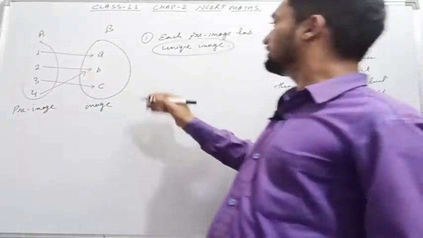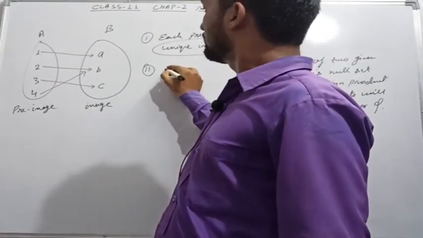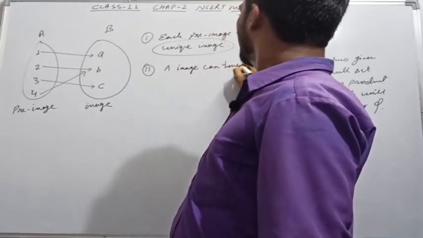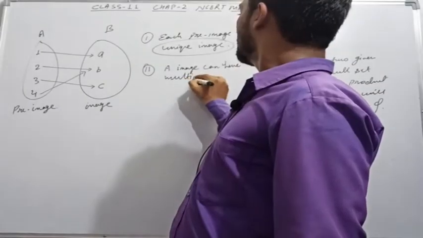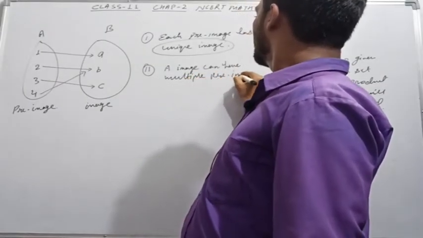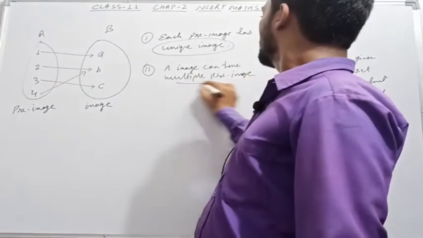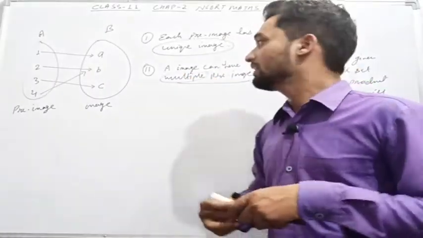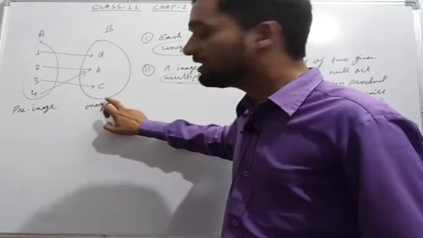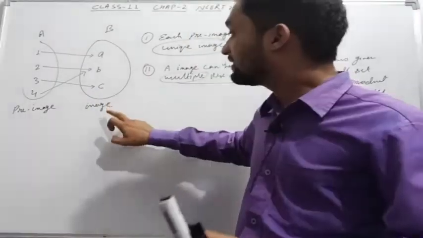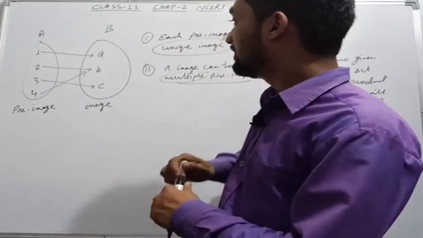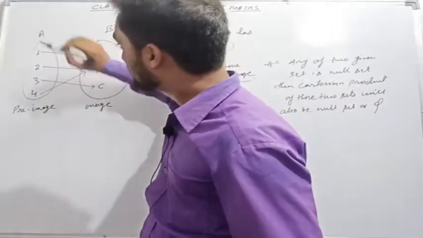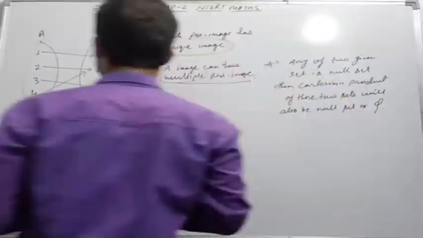And the second point, an image can have multiple pre-images. Again focus on this word, multiple. It means I said एक प्री इमेज का एक ही इमेज होगा, but I did not say that एक इमेज का एक ही प्री इमेज होगा. It means एक इमेज के कई सारे प्री इमेज हो सकते हैं. ओके, एक इमेज के कई सारे प्री इमेज हो सकते हैं.